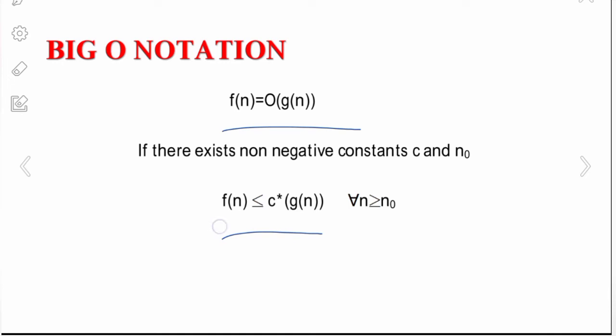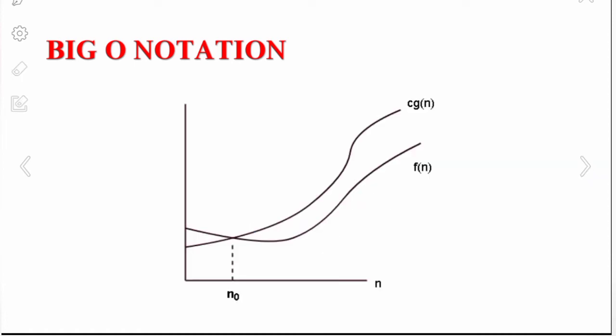Here f of n is the input function that we are considering. Suppose you want to satisfy this condition. The constant value c must always be greater than the value in f of n. This is the graph of how we execute this function. f of n can execute less than or equal to c into g of n. That means f of n cannot cross g of n, right?